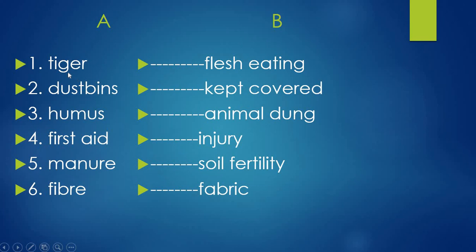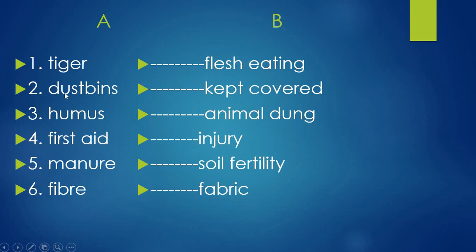So please check your answers. Tiger, flesh eating, dustbins kept covered, humus, animal dung, first aid, injury, manure, soil fertility, fiber, fabric. So this is how I was asking you to write. You can see that I have written the answer beside the questions, by just putting dash dash dash. So please check your answer.